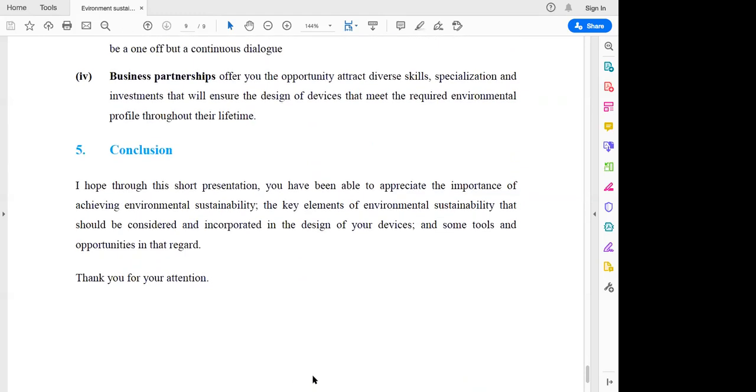These are things that are not new to you, but it provides an opportunity for us to reflect and discuss them a little bit more, and maybe to consider them in your design. So I hope that you've been able to appreciate the importance of achieving environmental sustainability, the key elements of environmental sustainability that should be considered and incorporated in the design of your devices, and some tools and opportunities for you to be able to integrate environmental sustainability in the design of your devices.